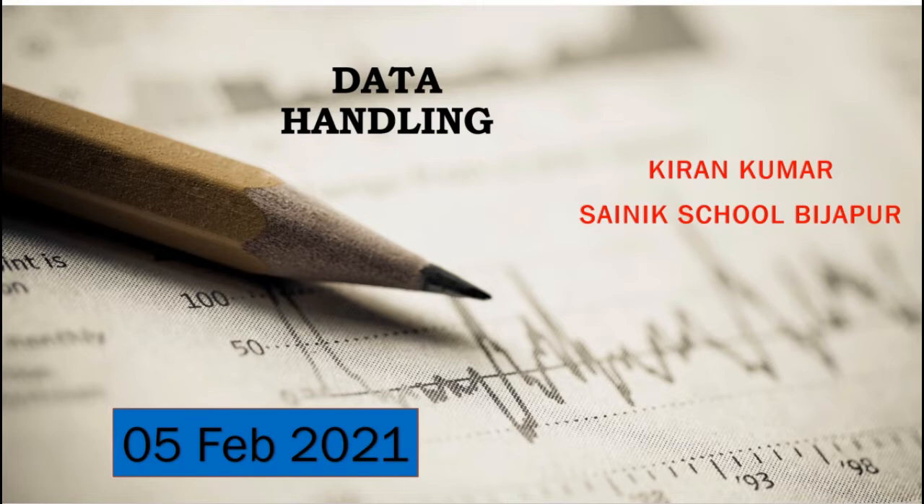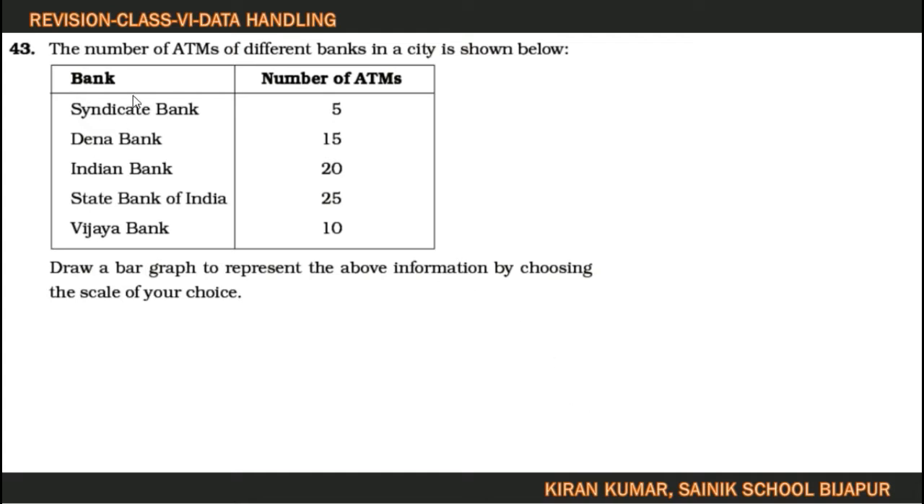In the 42nd question, we have learned how to draw a bar graph. The next question is also related to the bar graph. Question 43 is the number of ATMs of different banks in a city is shown below. Draw the bar graph to represent the information by choosing the scale of your choice. Let's do that.